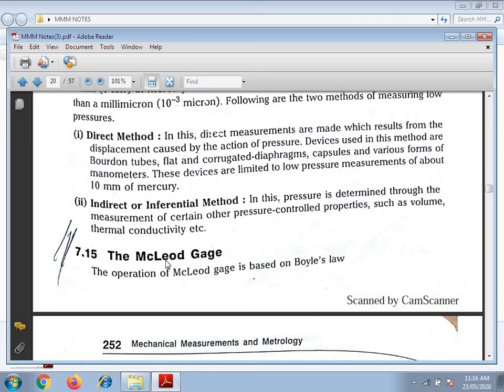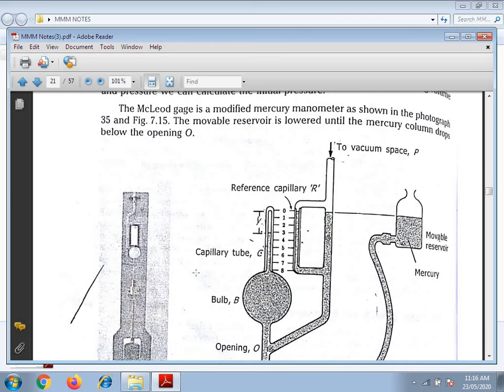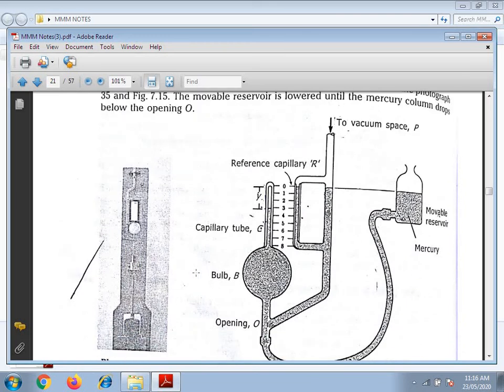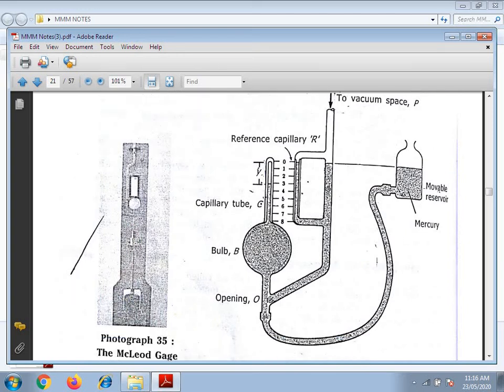And you see the sketch of the McLeod gauge. See, this is the vacuum space P. It is shown like this, and the capillary tube. See, bulb B, opening here, the opening O, and mercury is filled. This reservoir is a movable reservoir. Okay, a simple sketch is there. Just scales are provided here.